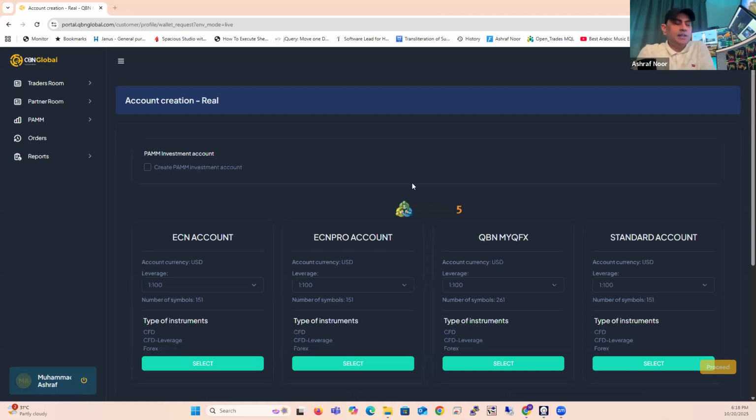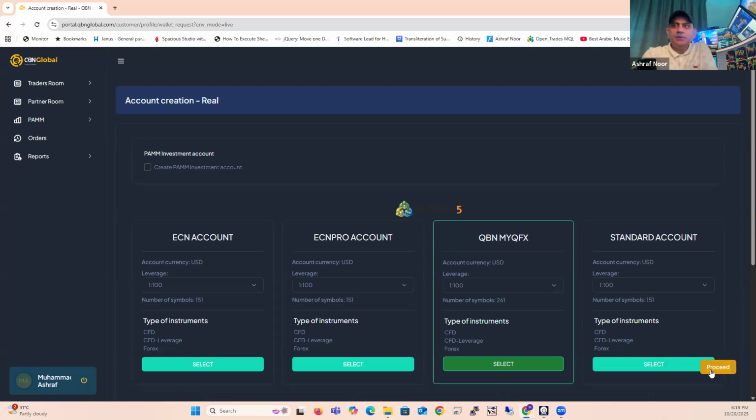Okay, so once you log in, guys, you can see here, this is the QBN MyQFX platform. For leverage, you can choose whatever leverage you want to use. I prefer at the beginning just 1 to 100, and then you click select. Once you select, you need to click the proceed button. Once you've done it, you will have an MT5 account number assigned, and you will also receive an email. So just make sure you check the spam folder as well.